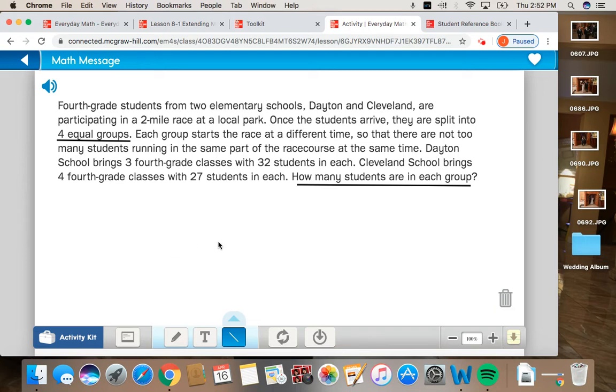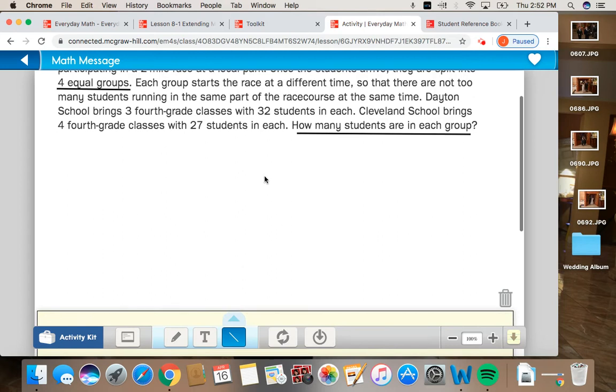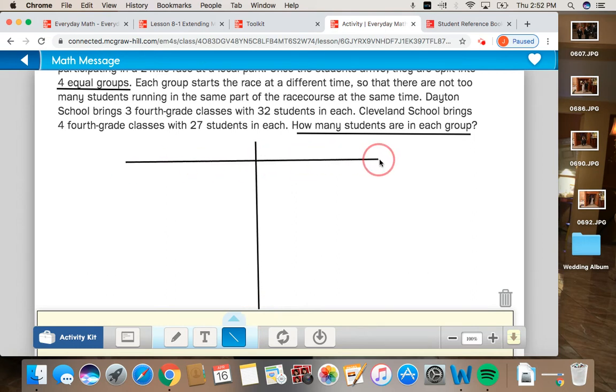Okay, so I want to pull out my information, and I have 2 different schools bringing different groups of students. So I think something that makes sense to me for this one is to set up a T-chart so I can organize my information. I like using a T-chart when I have 2 things that I want to put down information for and really just look at it side by side. And in this case, I have 2 different schools.